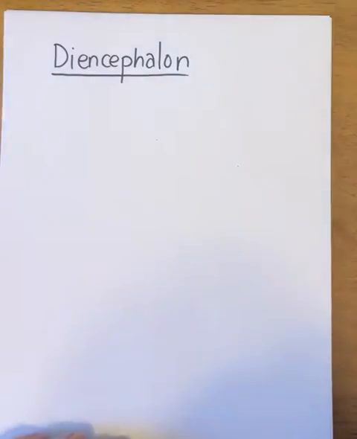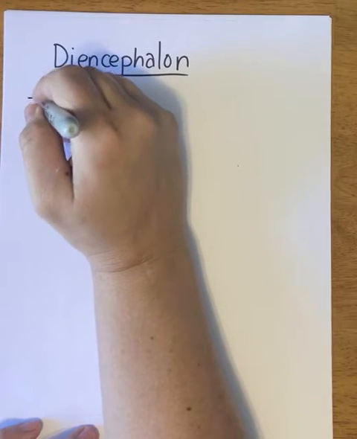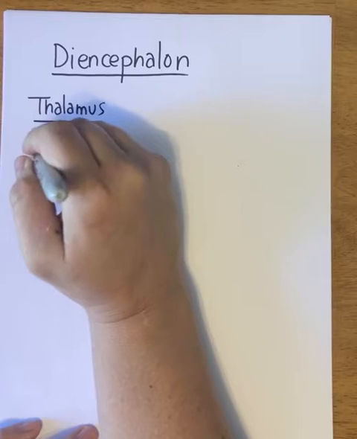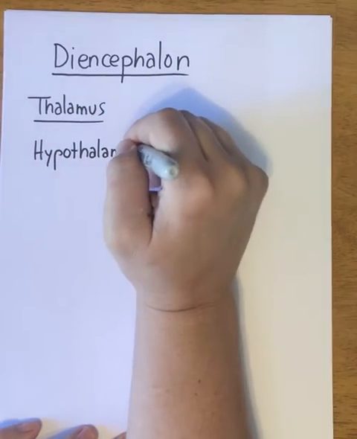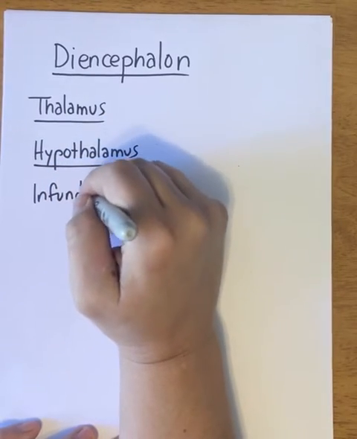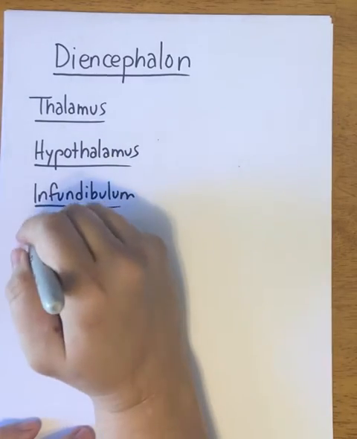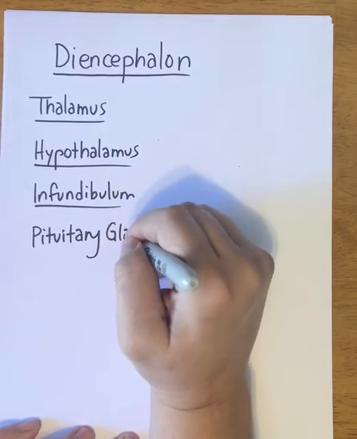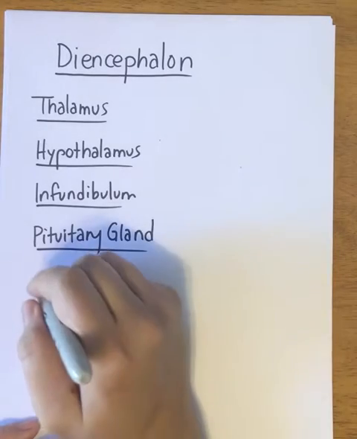All right, now we're going to cover the diencephalon. The diencephalon is going to have the thalamus, the hypothalamus, the infundibulum, the pituitary gland, and the pineal gland.